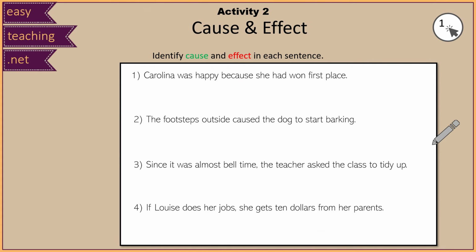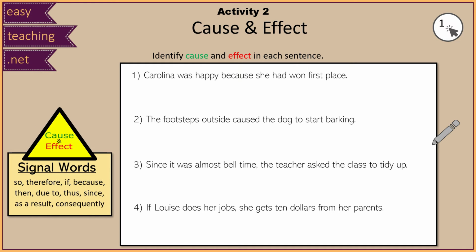Your job in this activity will be to find the cause and effect within sentences, using signal words to help you. Each of the following sentences contains a cause and effect relationship. Identify which is the cause and which is the effect. Write them down on your worksheet.